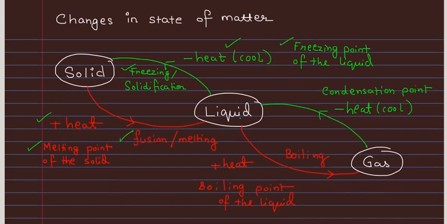Similarly, if we have a liquid which we want to convert to gas, we heat it. The process is known as boiling or vaporization, and this takes place at the boiling point of the liquid. And when we have the gas and we want to get the liquid back, we cool it. We take away heat from the gas, and this process is called condensation, and it takes place at the condensation point of the gas.